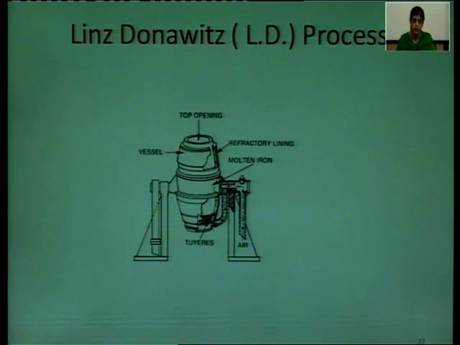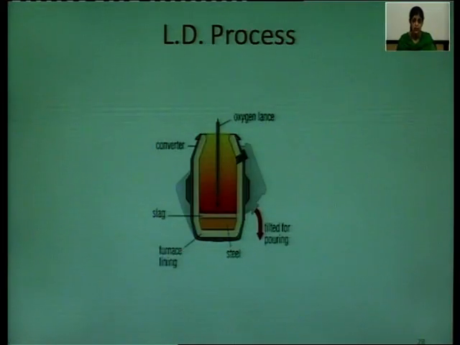But in the LD process, I will show you. This is the LD process. The oxygen is coming from here. This is the oxygen lance from where oxygen is coming. The vessel is the same. This is the converter. This is the furnace lining that is there. It is made up of steel, and then this is the oxygen lance, and this furnace can also be tilted. This is the straight position, this is the tilted position for pouring out the steel.